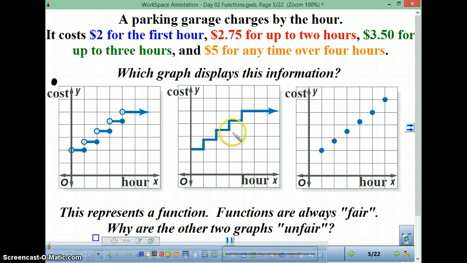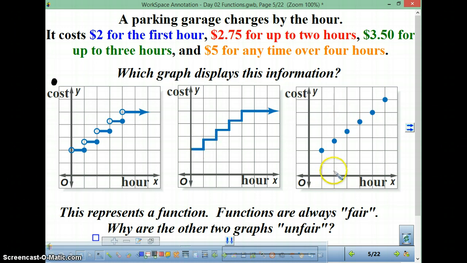What's wrong with this one? Why is this graph not fair? It's because look at all these points right here on this vertical bit. Can you see that what that's really saying is if you stay 1 hour, you might have to pay $2. You might have to pay $2.10. You might have to pay $2.15. You might have to pay $2.50. It's not really clear exactly how much you have to pay if you stay exactly 1 hour. Not a good graph.